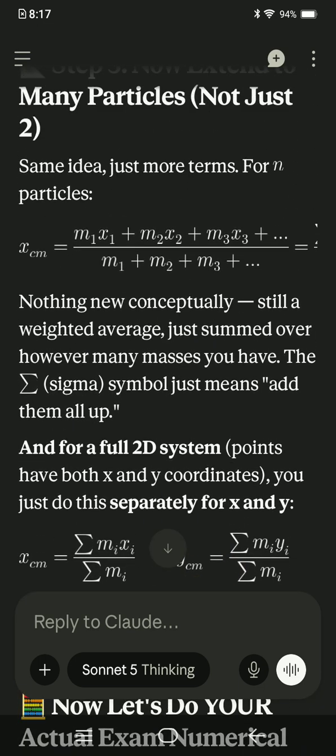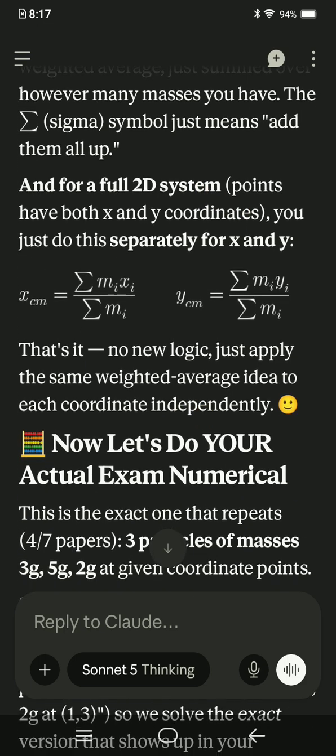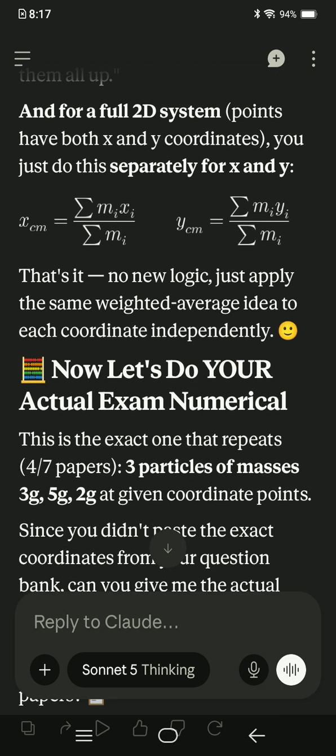So that was one dimensional, and for two dimensional you just do it separately. That's it. No new logic. Just apply the same weighted average idea to each coordinate independently.